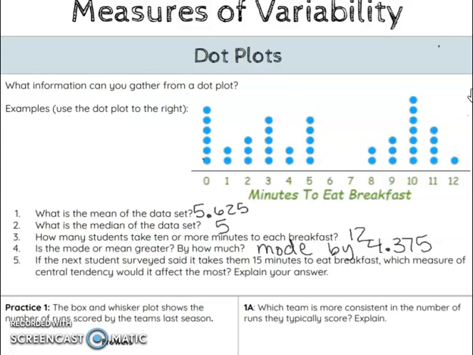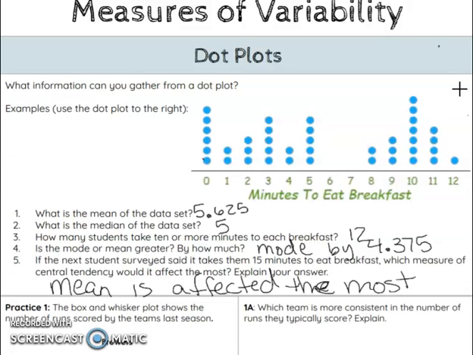If the next student survey said it takes 15 minutes to eat breakfast, which measure of central tendency would it affect the most? Explain your answer. So the mode would still be the same. If I add a dot over on the right-hand side at 15, the mode's still going to be 10. That has the most dots. The median is at 5, and it would just move over 1 dot, which would still be 5. So the mean is affected the most, because the other two are not affected at all.